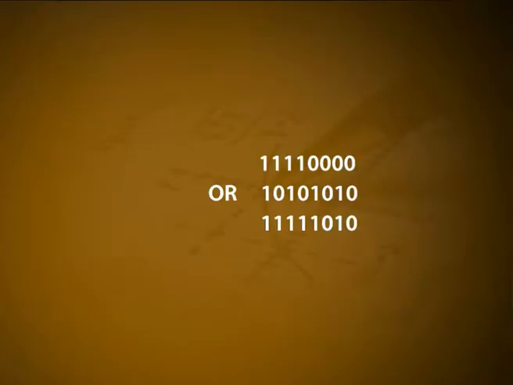11110000 produces ones in its most significant 4 bits, while the remaining bits have a copy of the least significant 4 bits of the other operand, that is, 11110000 OR 10101010 results in 11111010. XOR operation is used in forming the complement of a bit string.